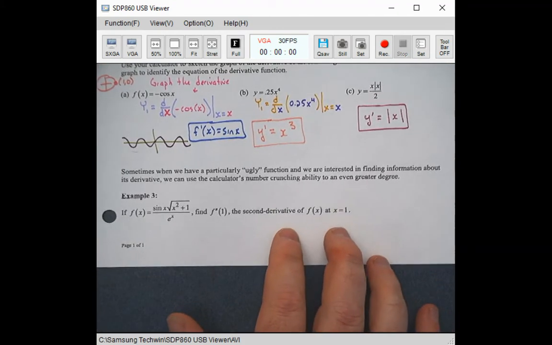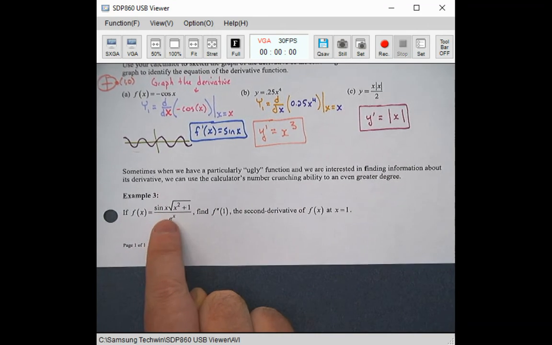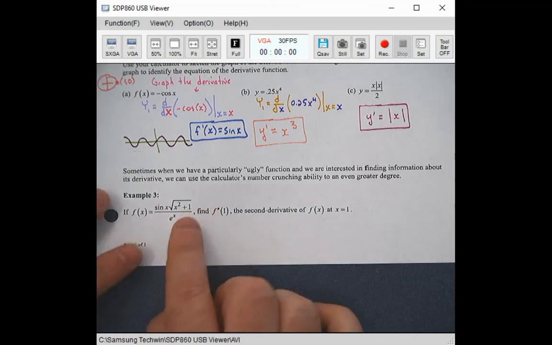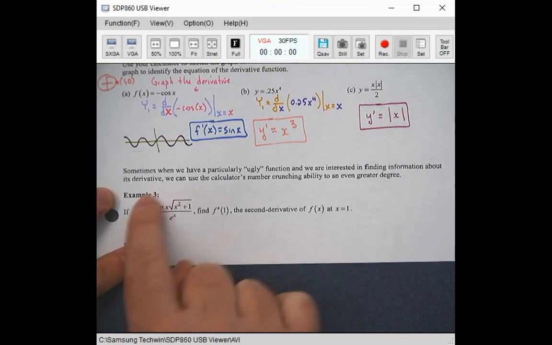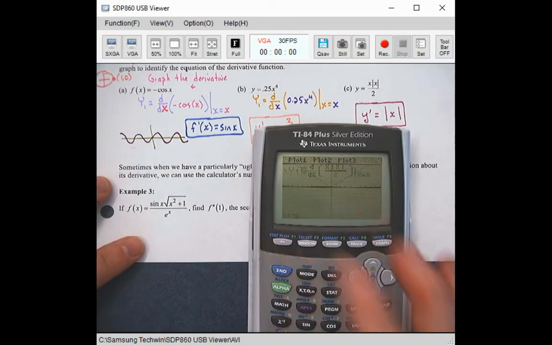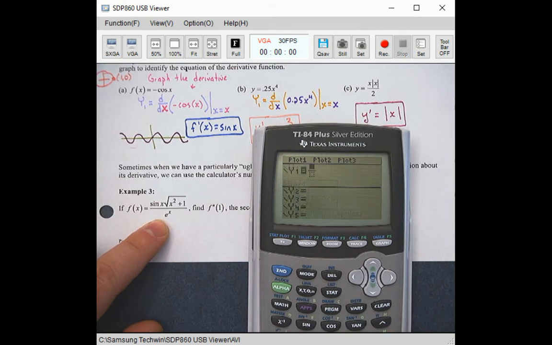Okay, so sometimes when we have a particularly ugly function, look at this bad boy, and we are interested in finding information about its derivative, we can use the calculator's number crunching ability to an even greater degree. So what I'm going to do is store this as my function in my equation. I'm going to go to my grapher. I'm going to put this in there first. Alpha, sine of x.